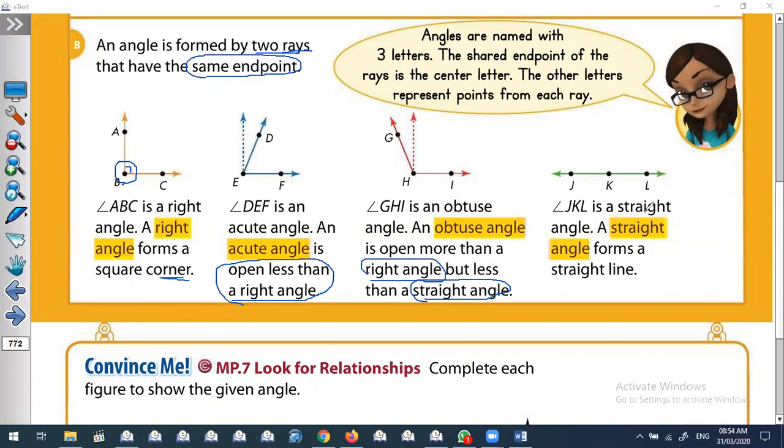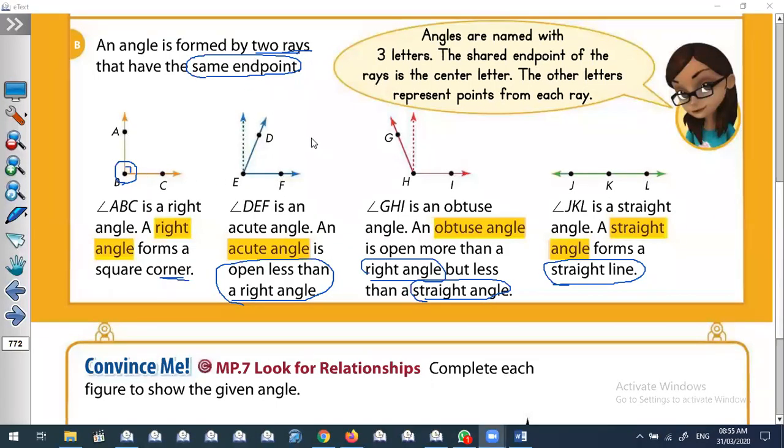A straight angle is like that, like the line. I can say it JKL, angle JKL, or angle LKJ. JKL is a straight angle. A straight angle forms a straight line. So again, a right angle has a square corner. An acute angle is less than a right angle. An obtuse angle is more than a right angle but less than a straight angle. A straight angle forms a straight line.